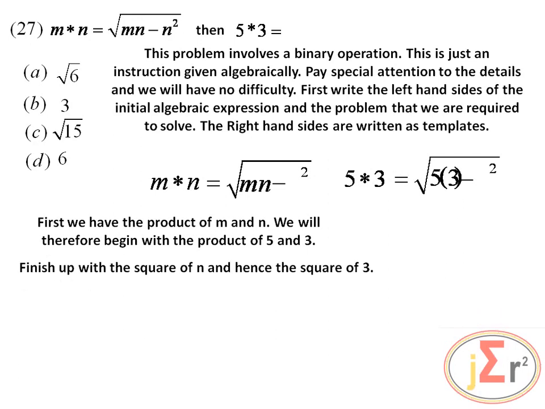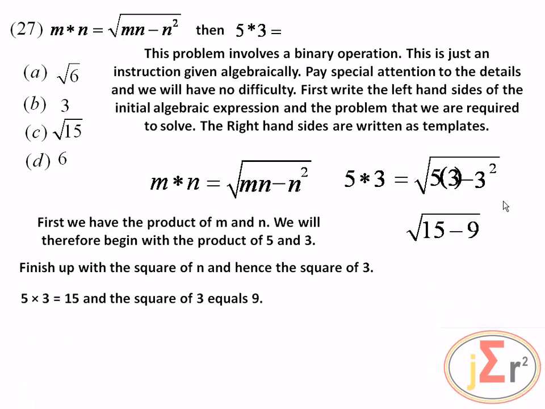What do we have next? Finish up with the square of N and hence the square of 3. Square of N, square of 3. Come on, what could be so simple? We need 5 multiplied by 3, that is 15, and we also need the square of 3, which is equal to 9. That's all there is to it. Now we need to take the square root of all of that, so we need the square root of 6. The correct answer is option A.